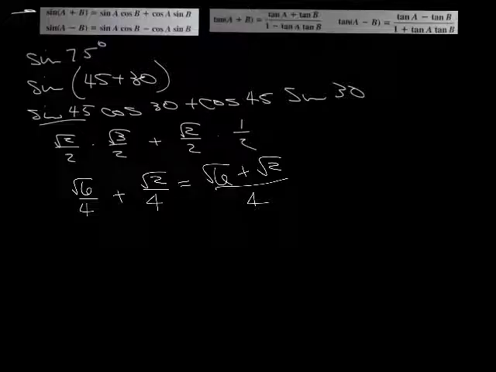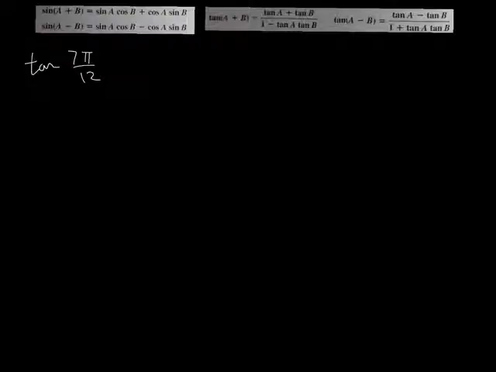Tangent of 7 pi over 12. For me, the easiest way to do this is to find out what 7 pi over 12 is in degrees, and then switch back to radians in a minute. 12 goes into 180 fifteen times, so 15 times 7 will give me my angle. So that's going to be a 105 degree angle.